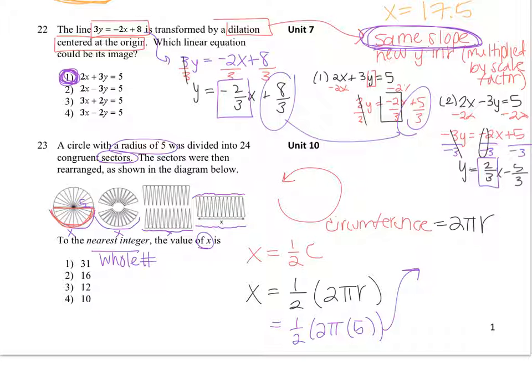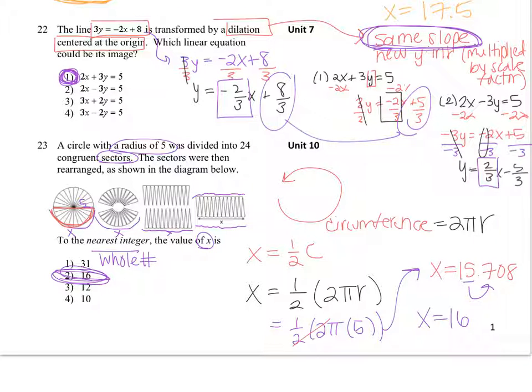That entire value can get typed into the calculator. 1/2 times 2 pi times 5. Really, this reduces to 5 pi because the 1/2 and the 2 cancel. So this gives me x to be equal to 15.708. And it did say to round to the nearest whole number or integer, so 5 looks to the 7 and becomes a 6. Choice 2.